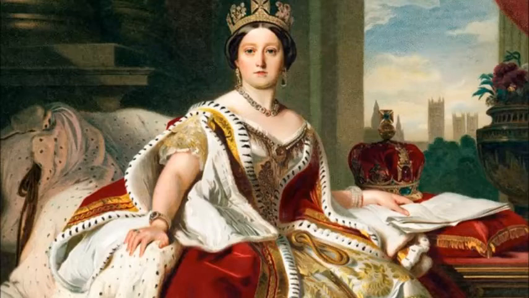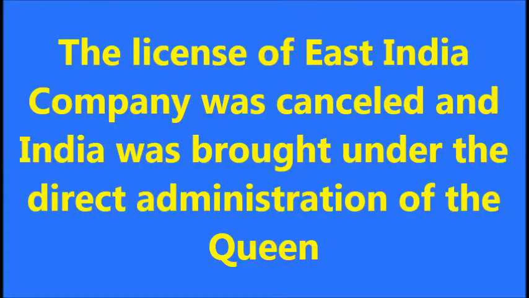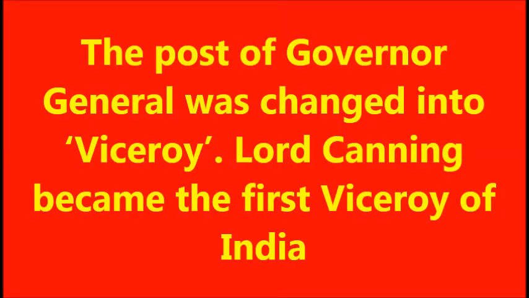The first one, the license of East India Company was cancelled and India was brought under the direct administration of the Queen. Second one, the post of Governor General was changed into Viceroy. Lord Canning became the first Viceroy of India.